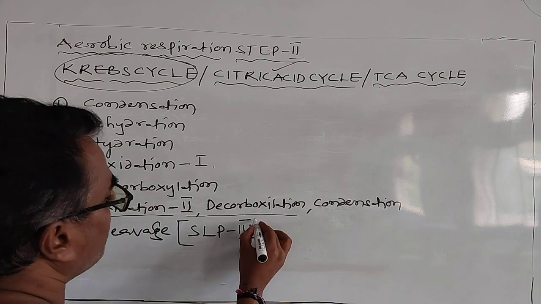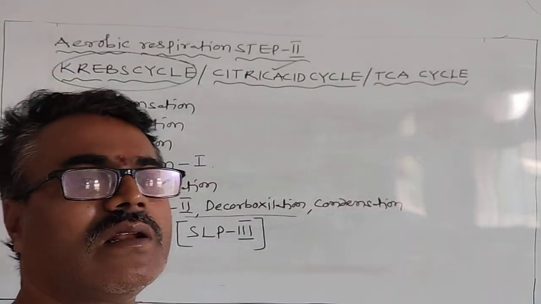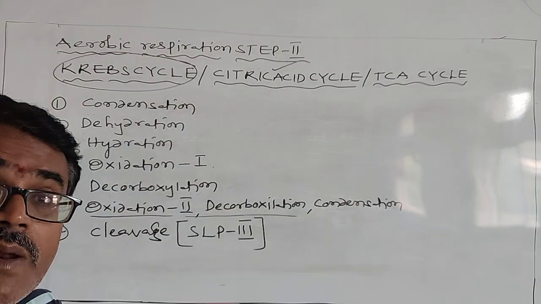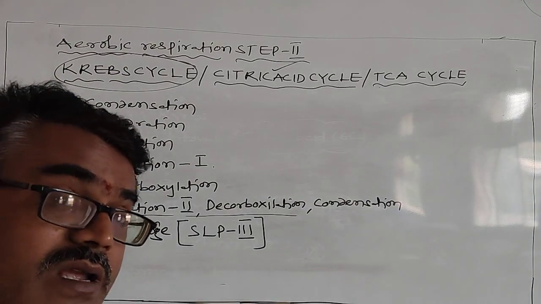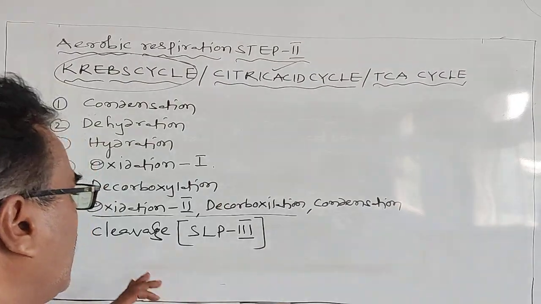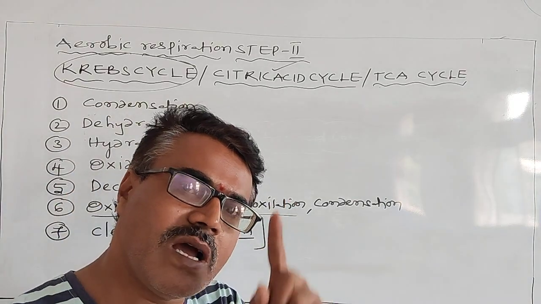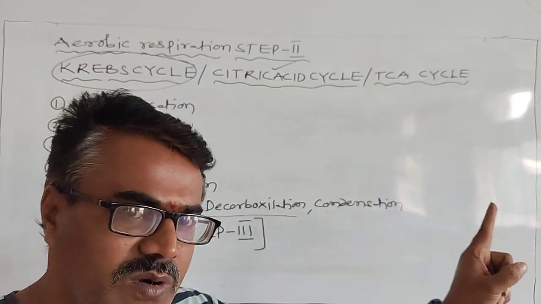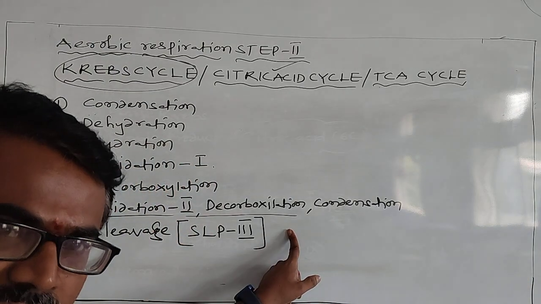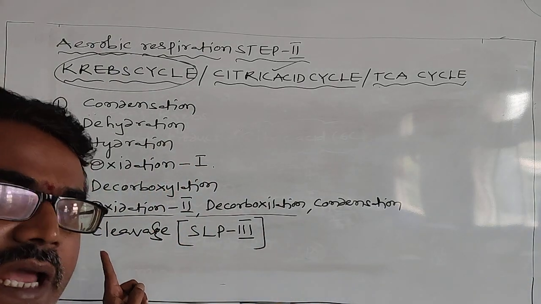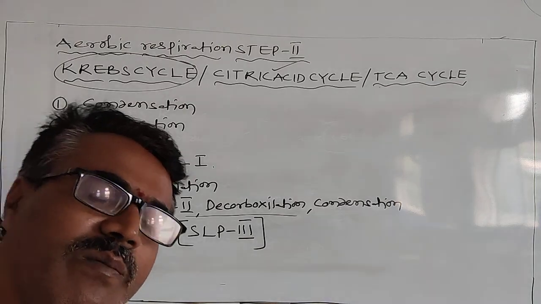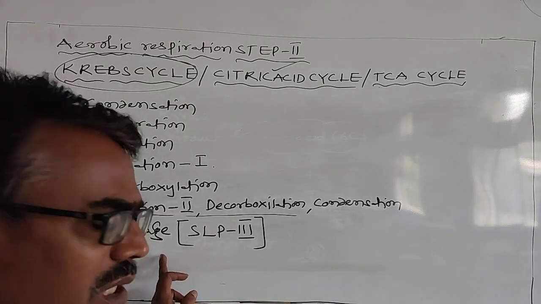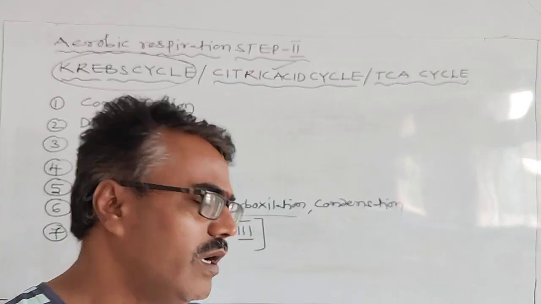Already in the previous class we discussed in glycolysis the SLP1 and SLP2. The seventh chemical reaction, dephosphorylation, is SLP1. Next in glycolysis, the 10th chemical reaction, dephosphorylation 2, that is SLP2. Right?